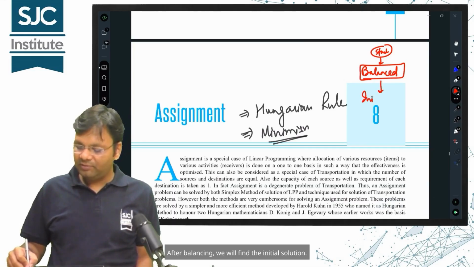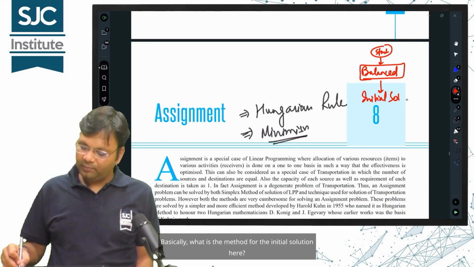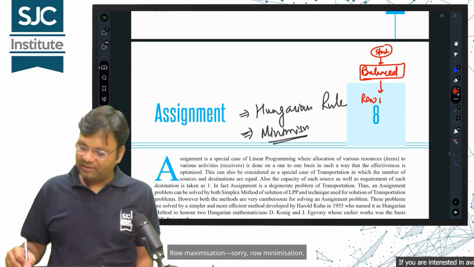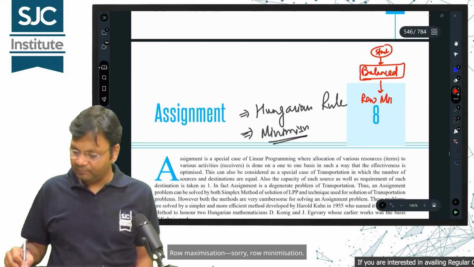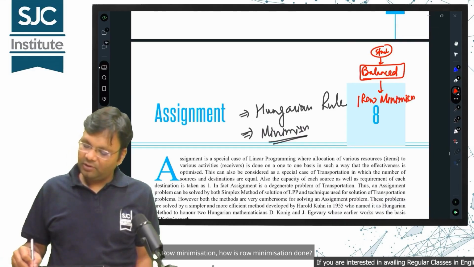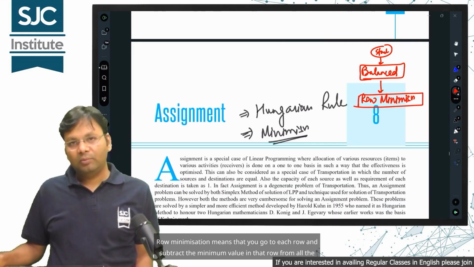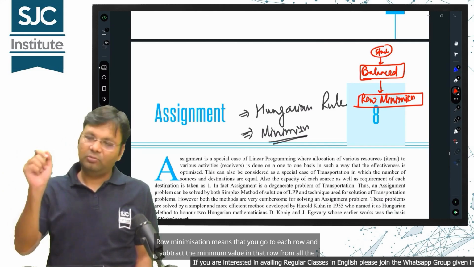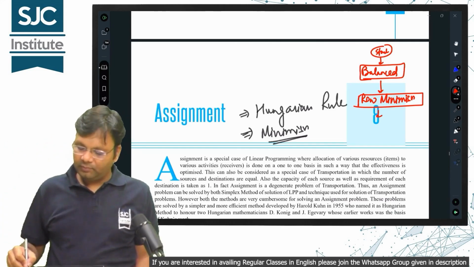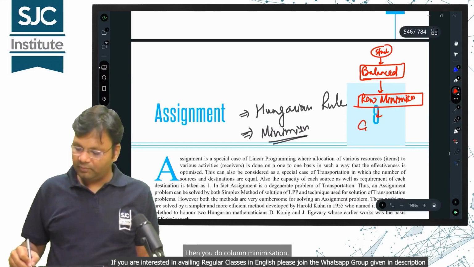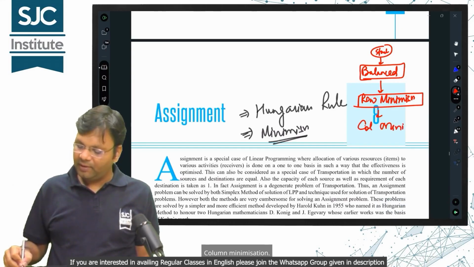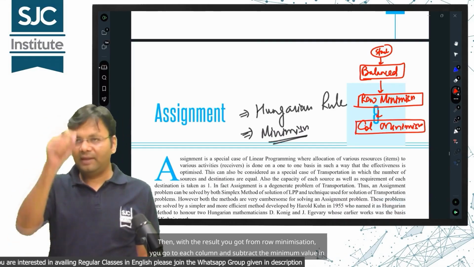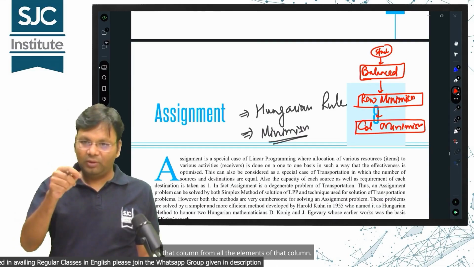After balancing, we will find the initial solution. Basically, what is the method for the initial solution here? Row minimization. How is row minimization done? Row minimization means that you go to each row and subtract the minimum value in that row from all the elements of that row. Then you do column minimization. What do you do after that? Column minimization. Then, with the result you got from row minimization, you go to each column and subtract the minimum value in that column from all the elements of that column.